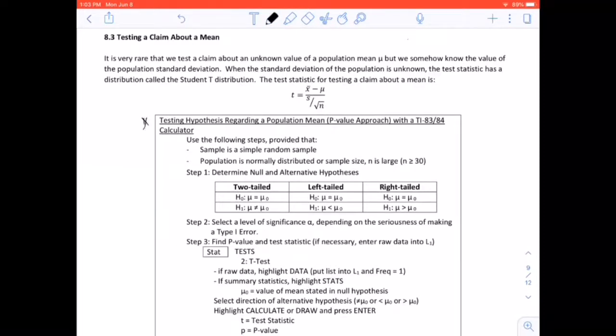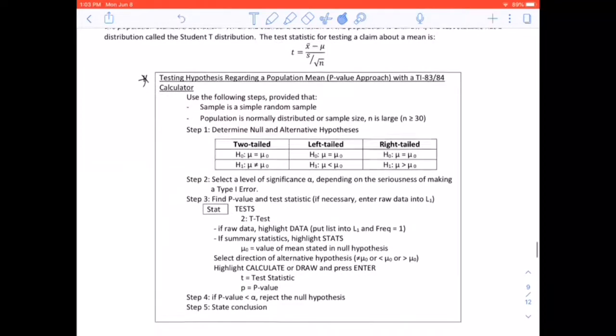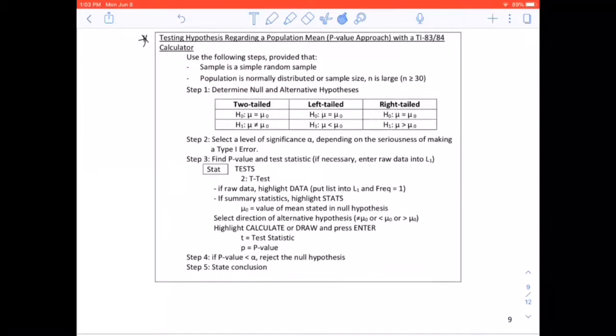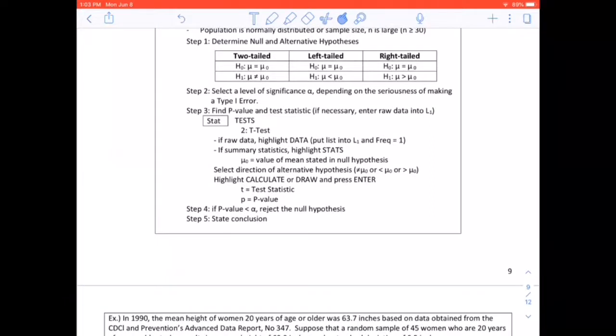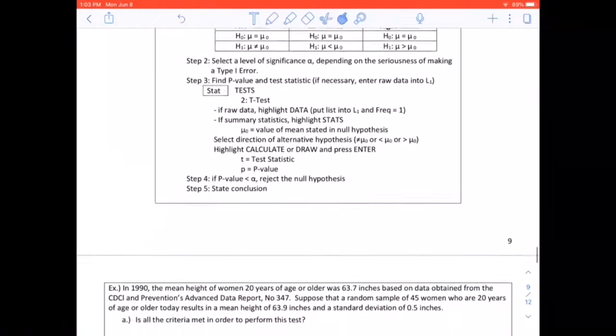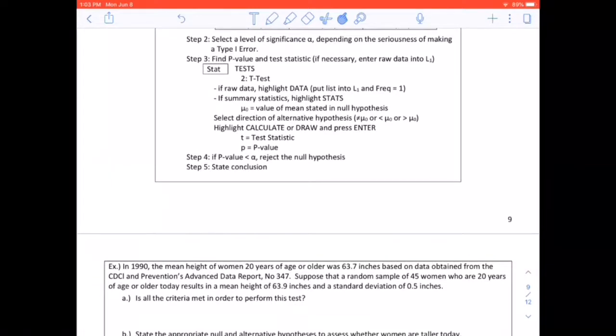The box right below that says testing hypotheses regarding a population mean, p-value approach with a TI-83 or 84 calculator. So we need to also check to make sure that we can perform the test. This time we're going to check to see that we have a simple random sample and that the population is normally distributed or our sample size is large, which we say is greater than or equal to 30. Next thing is determining your null and alternative hypotheses, figuring out your alpha value, which is usually given to you. Then to find our p-value, we're going to go to Stat, Test, and go to T-Test.